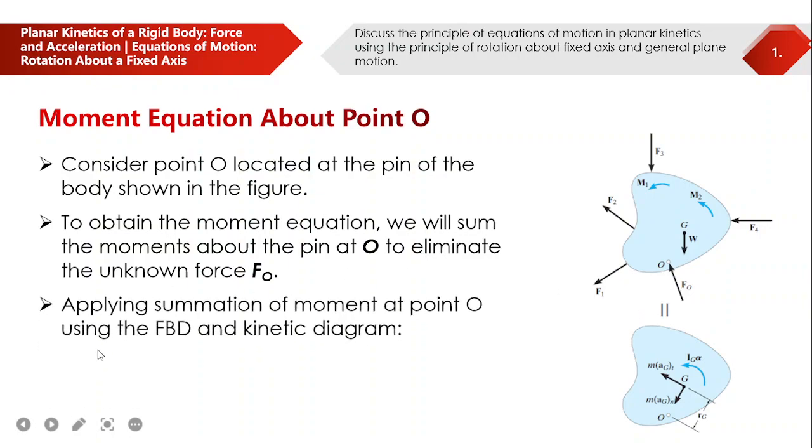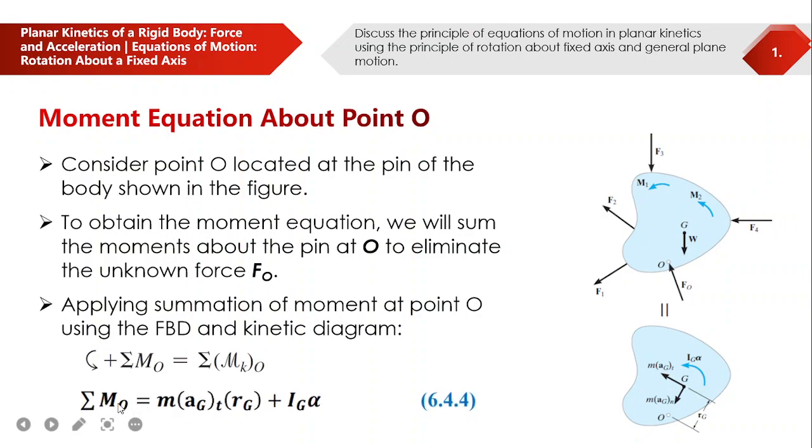Anyways, applying summation of moments at point O using the FBD and kinetic diagram, ito. So, summation of all moments at point O is equals to the summation of all the kinetic moments at point O as well, no? So, with that, the summation of all the moments at point O is equals to the moment. So, ano yung mga summation na nandun sa kinetic diagram natin? So, as we can see here, at point O, ang mawawala lang dito is yung M.